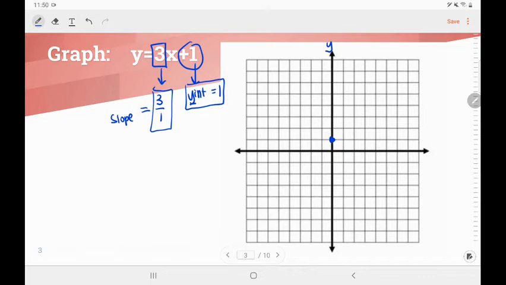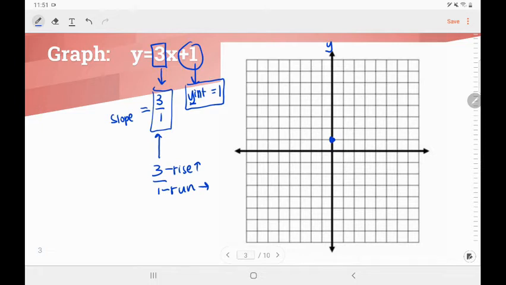All right. Next step is to create the rest of my line. Well, in order to create a line, I need 2 points. I have a first point, and in order to get to my next point, I'm going to utilize my slope. The 3 of my slope tells me to rise, and the 1 is telling me to run. Remember, a positive 3 means I'm going to move up 3, and a positive 1 on the run means I'm going to move to the right.